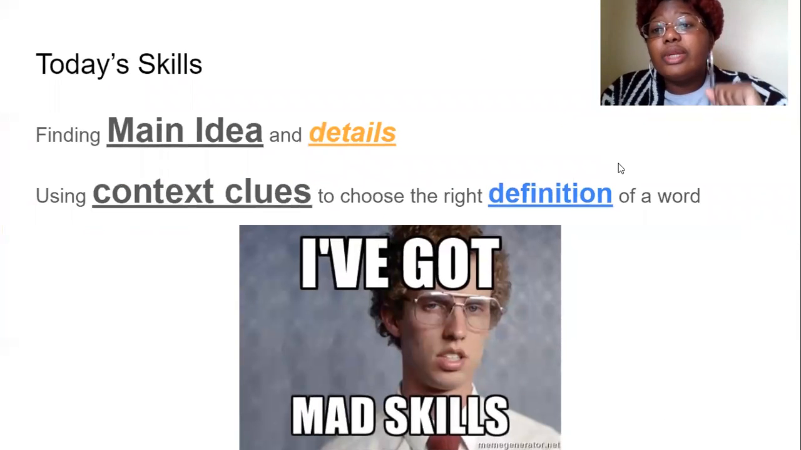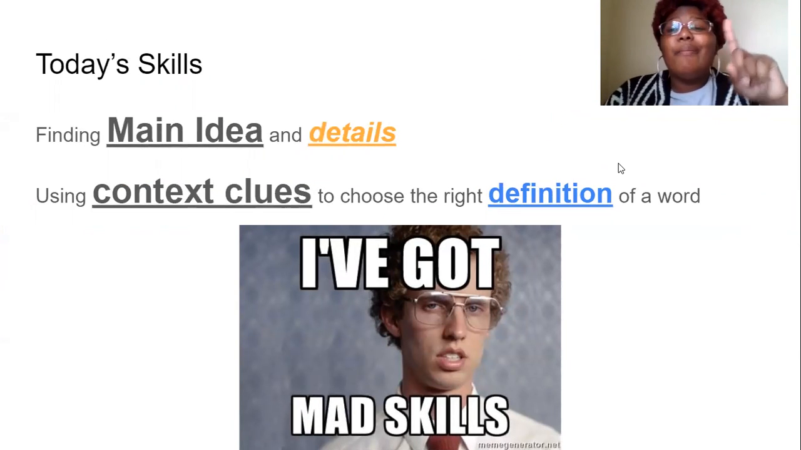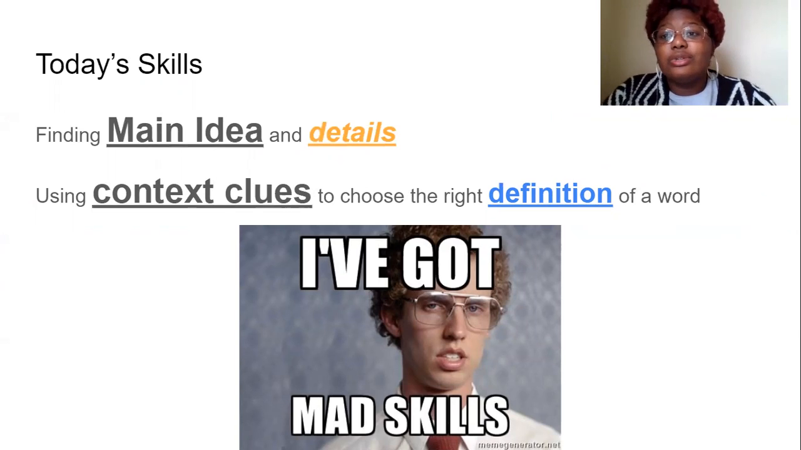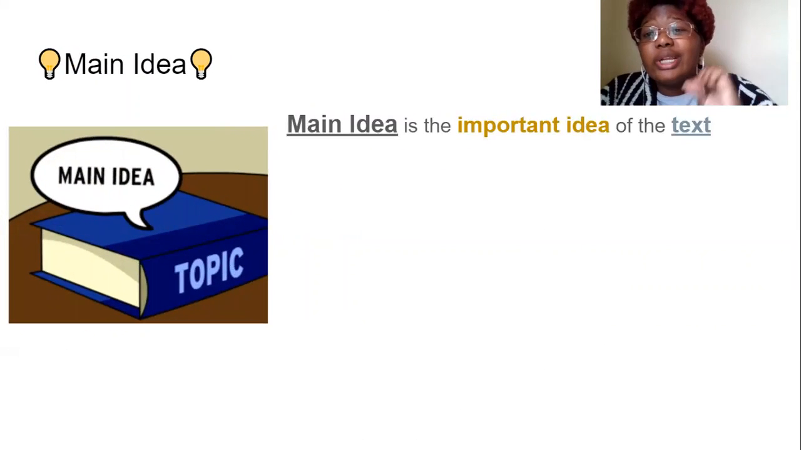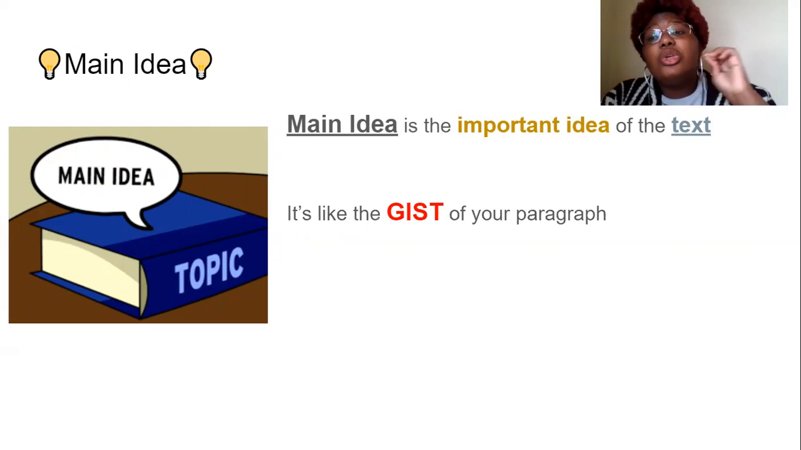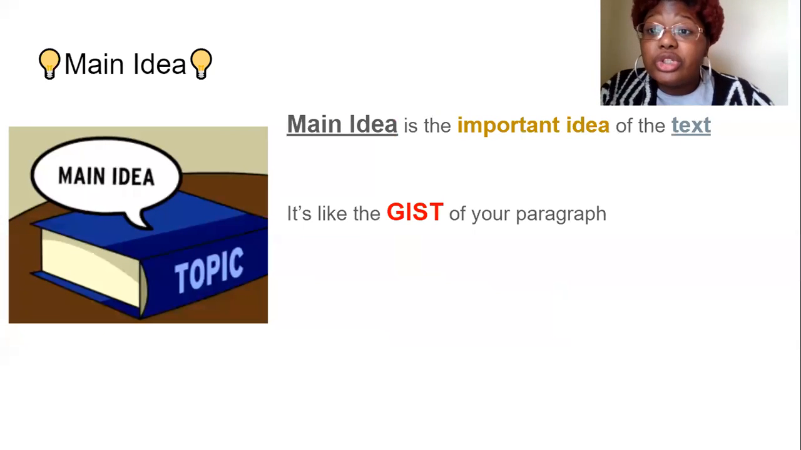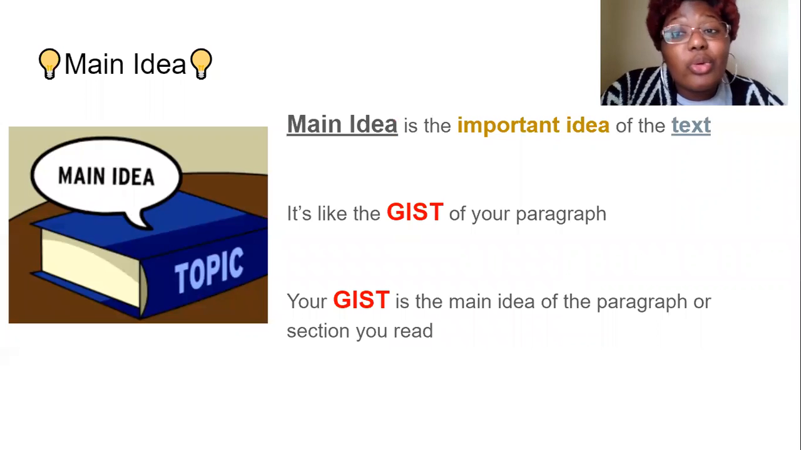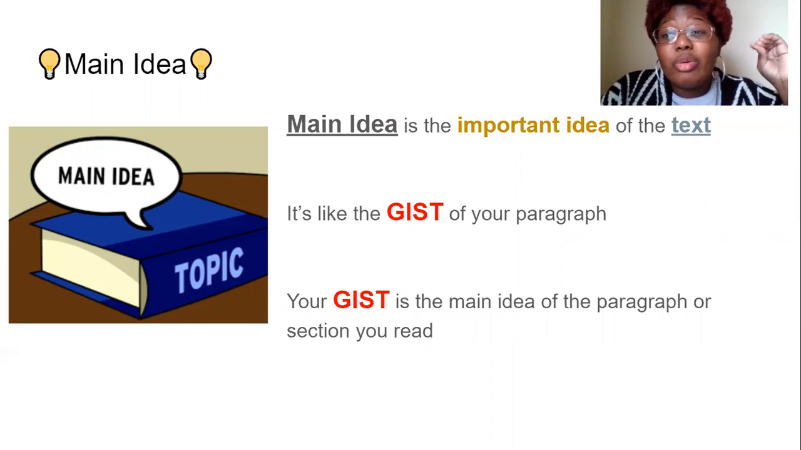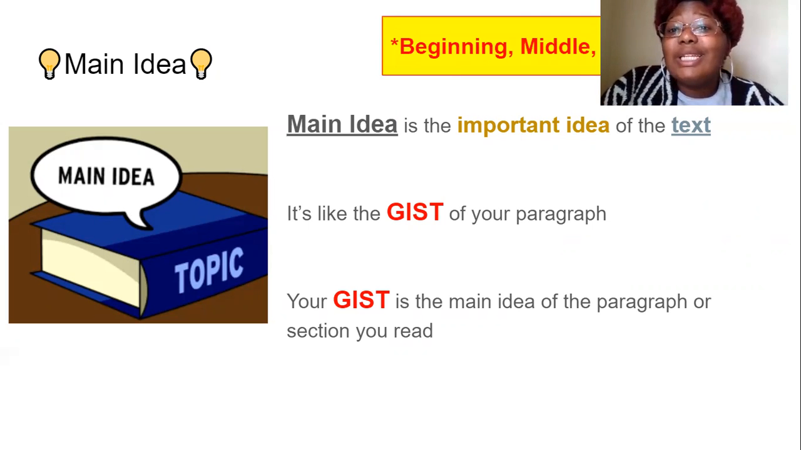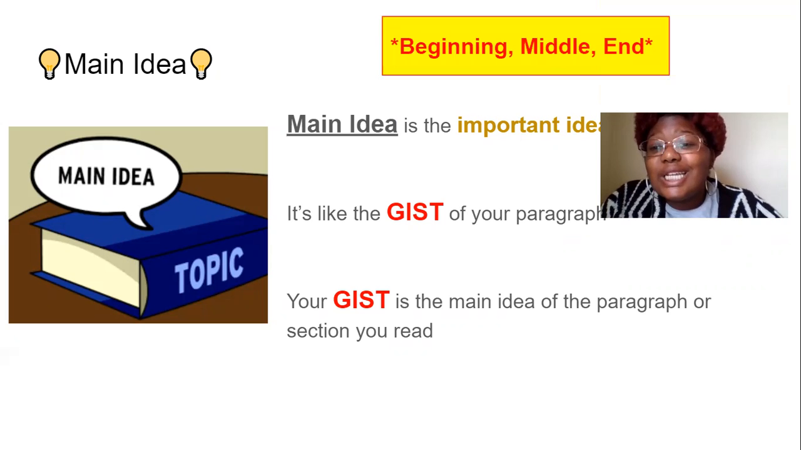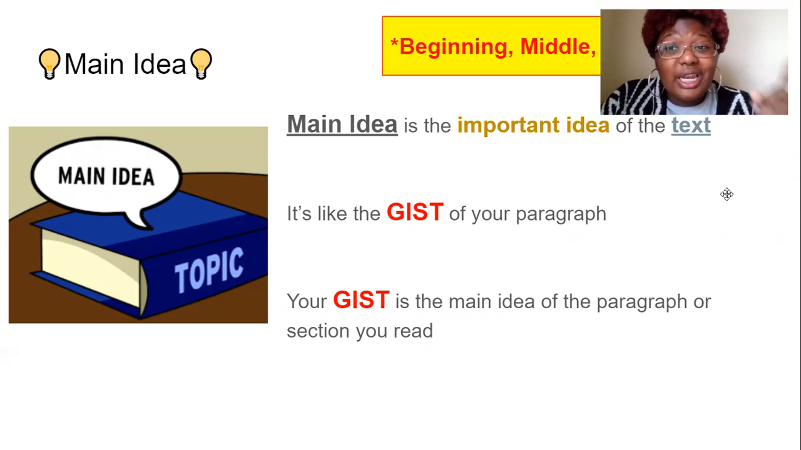We are going to be focusing on these two skills, main idea and context clues. Main idea is when you are looking at the important idea of the text. Your main idea is your gist. Your gist is the important parts of your paragraph or the section you're reading. Your main idea is the beginning, middle, and end. It should include some stuff from the beginning, middle, and end of what you read.